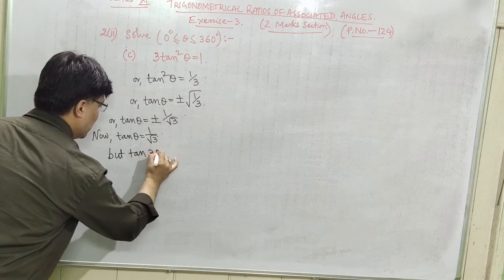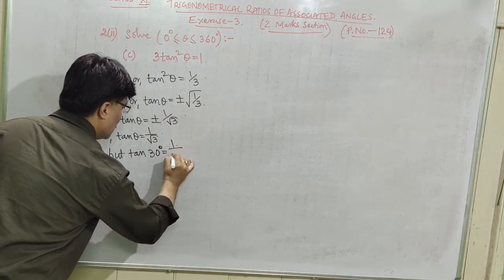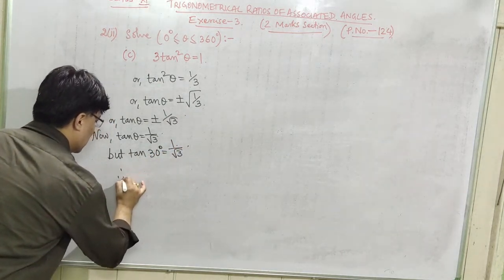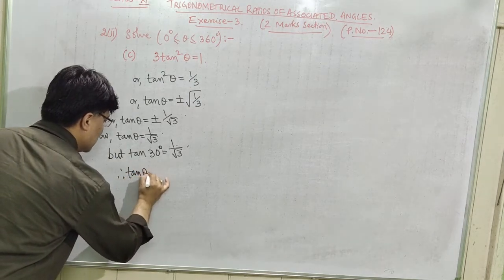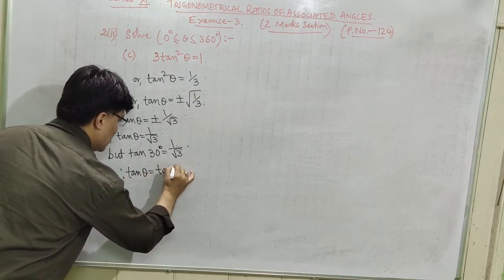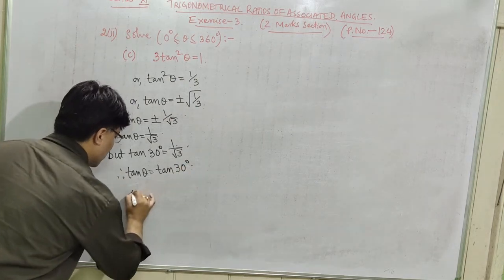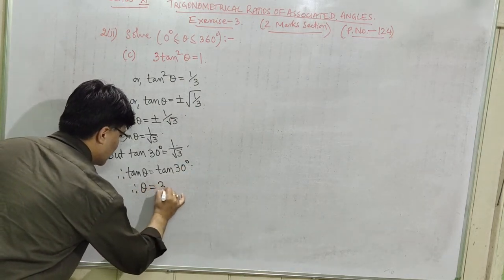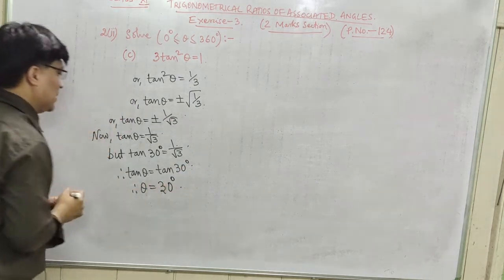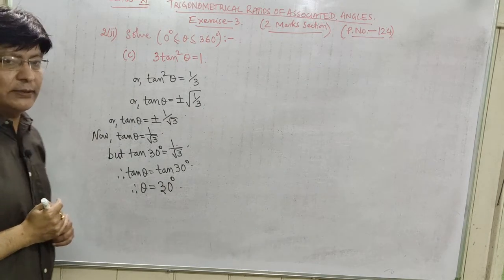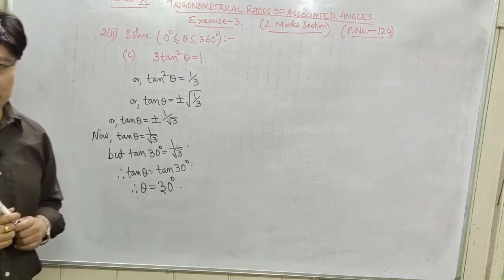Tan 30 degree is equal to 1 upon root 3. So that is tan theta is equal to tan 30 degree. Therefore, what is the value for theta here? Theta is equal to 30 degree. So I think you have understood it. Okay.